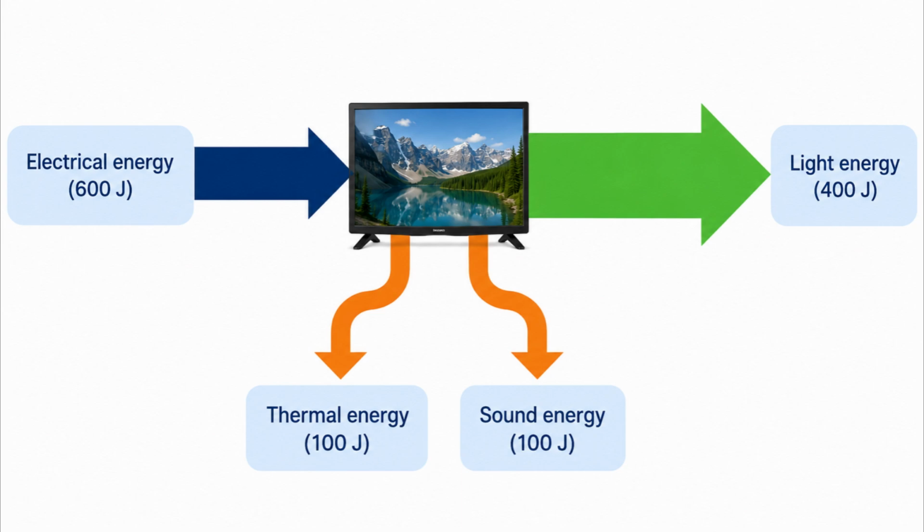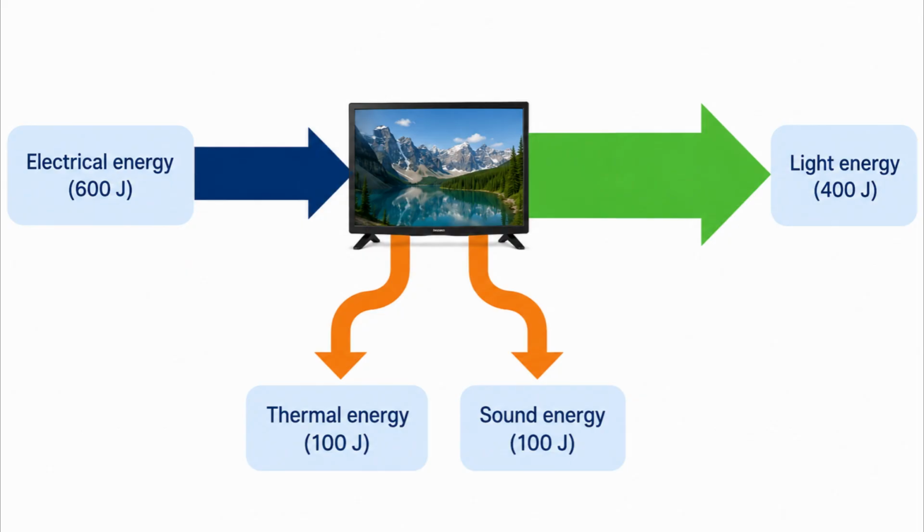However, not all of the electrical energy is converted into useful light. 100 J is transferred as thermal, heat, energy, and another 100 J is transferred as sound energy. The heat is considered wasted energy because it is not the main purpose of the television, while the sound can be useful when you are watching or listening to something.